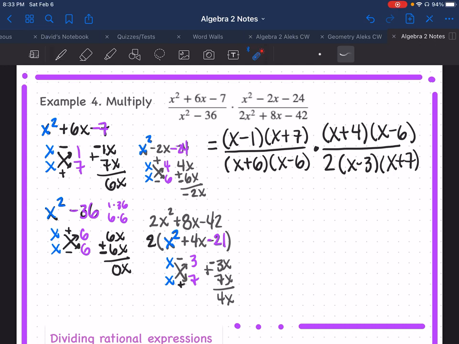So one of the first things I notice is that I have this x plus 7 and this x plus 7. Let's get rid of them. One's in the numerator, one's in the denominator. The next thing I notice is that I have an x minus 6 and an x minus 6. Let's get rid of them. One's in the numerator, one's in the denominator.